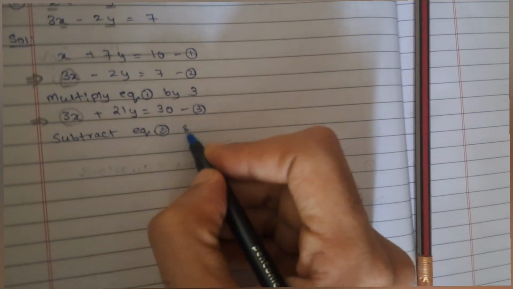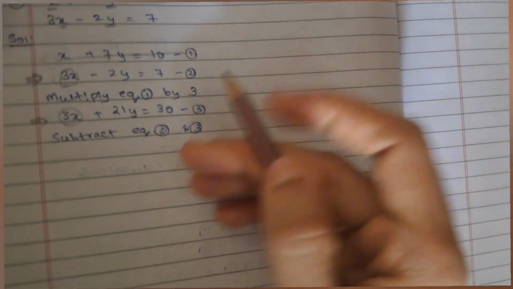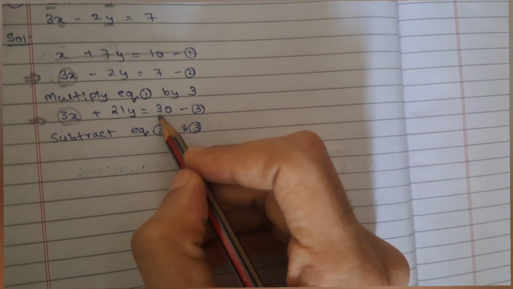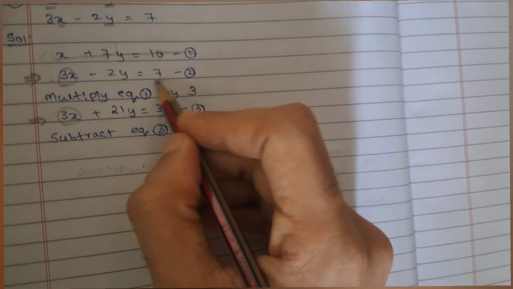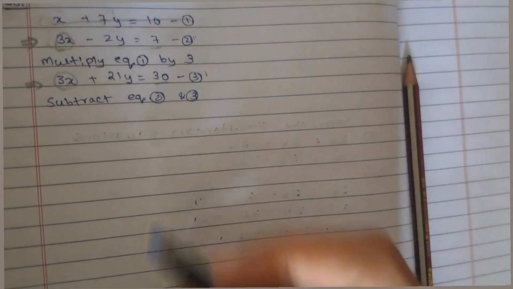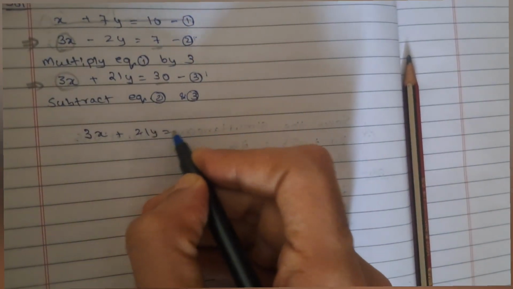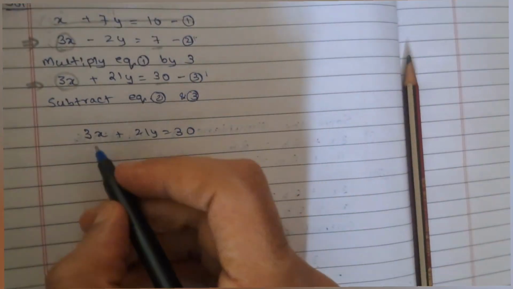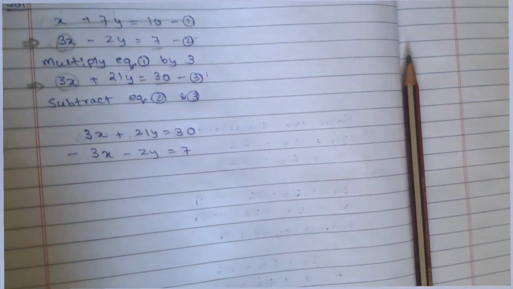So while subtracting also, let's make a note over here. It is better to write the equation having the bigger number above and the lower number below. So it will help us to subtract it more easily. So what I mean is, I will write it like this. I have two equations to subtract, right? 2 and 3. So out of them, I will write the third equation above like this, 3x plus 21y equals 30. And the other equation below, 3x minus 2y equals 7, and I will just subtract them.